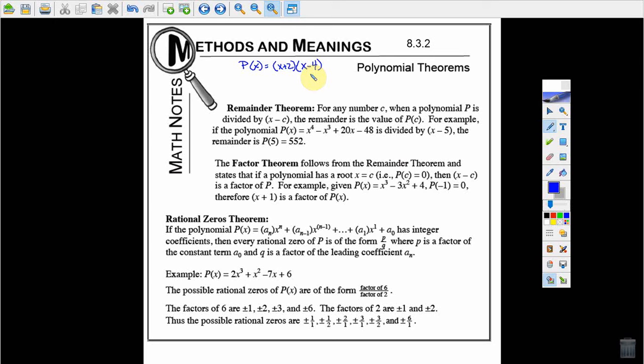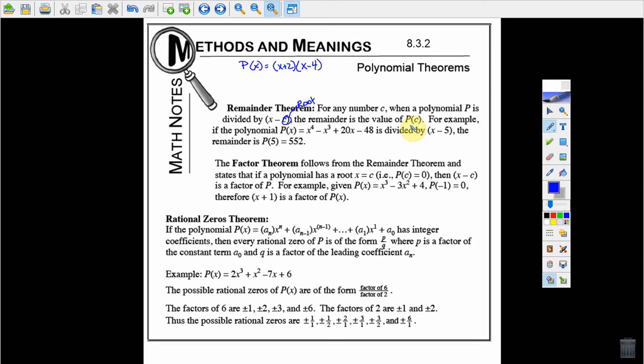So, the remainder theorem says for any number c, when a polynomial p is divided by x minus c, that would make c a root, the remainder is the value of p of c. So this lets you know that if you were to divide by x minus c, whatever you got for p of c would be the remainder.